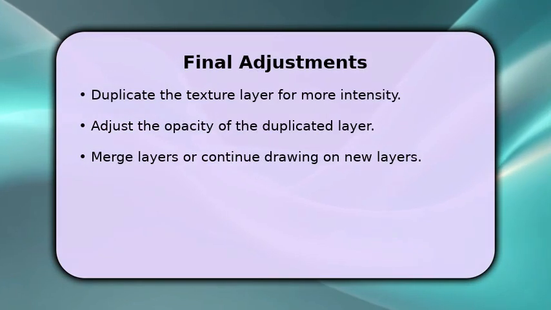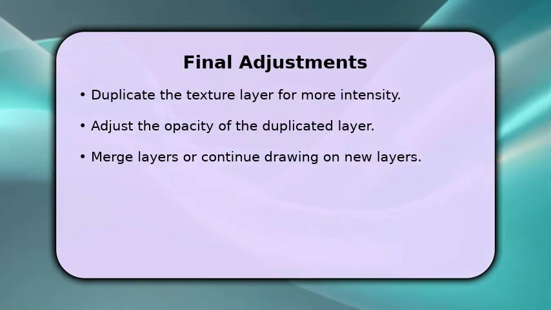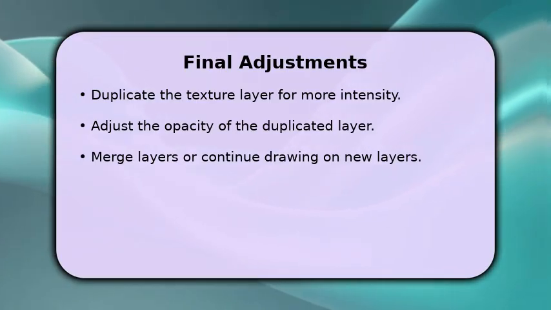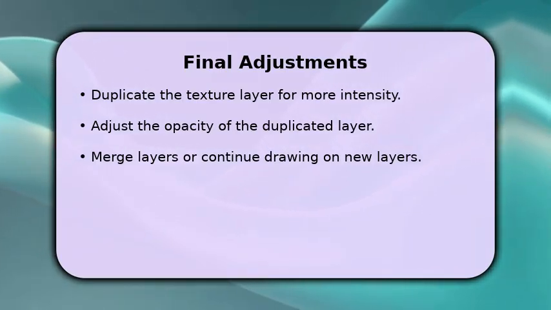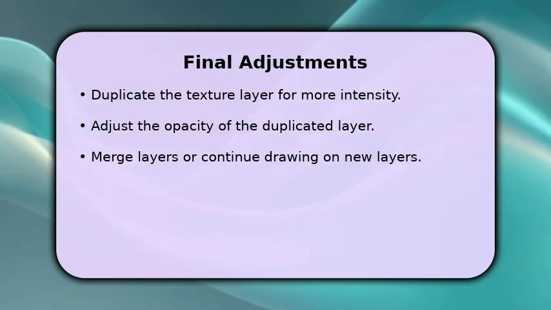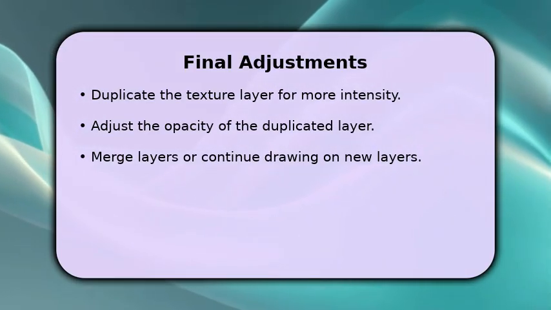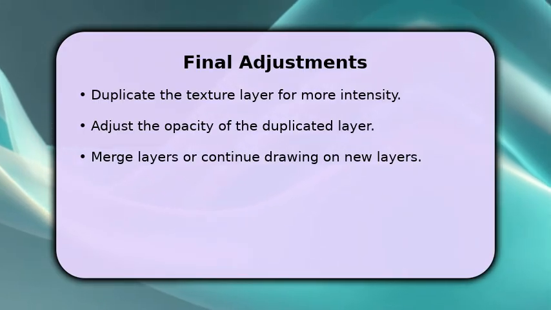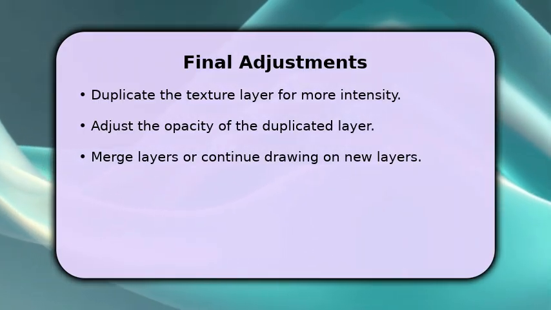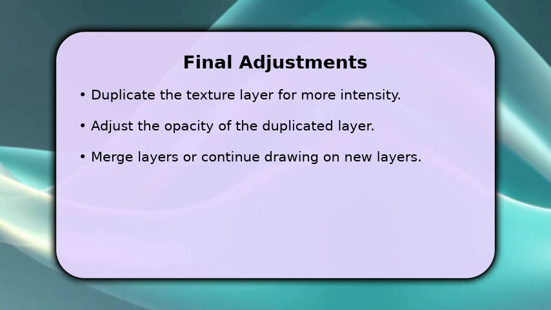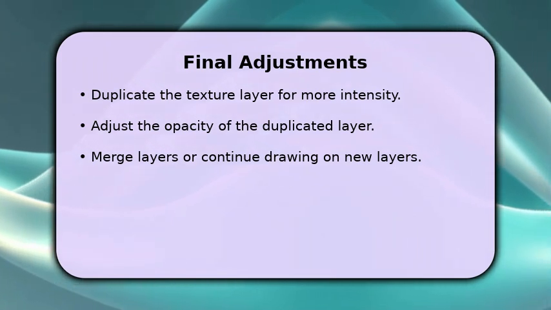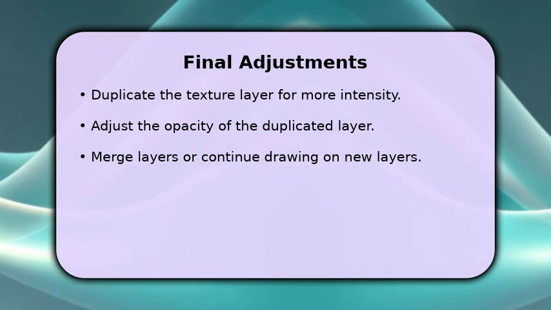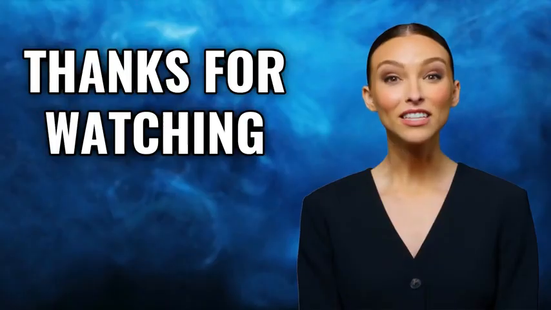For a more pronounced texture, you can duplicate your noise layer. Then, reduce the opacity of this duplicated layer to around 50% to fine-tune the effect. You can also experiment with other blending modes if you wish. Once satisfied, you can merge your texture layers or simply continue drawing on new layers above them, enjoying your new canvas texture.